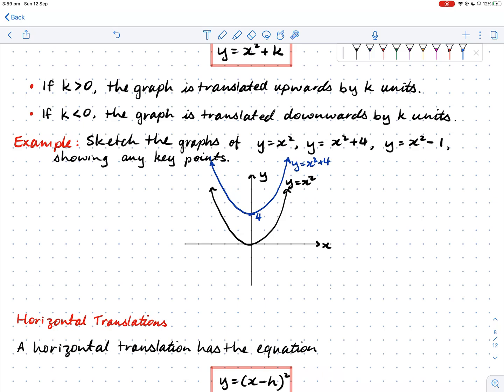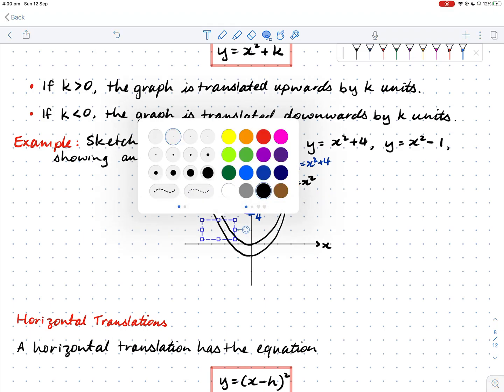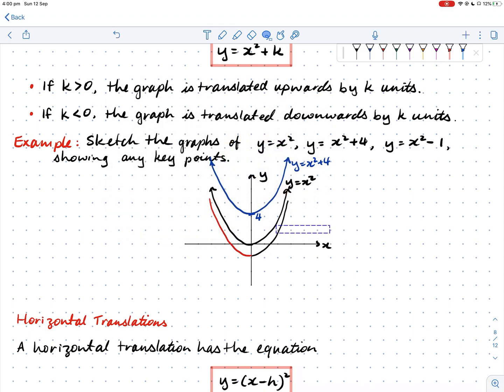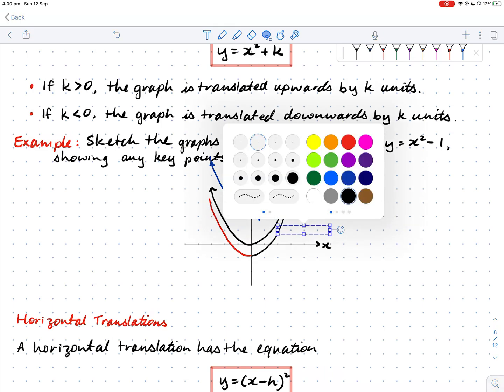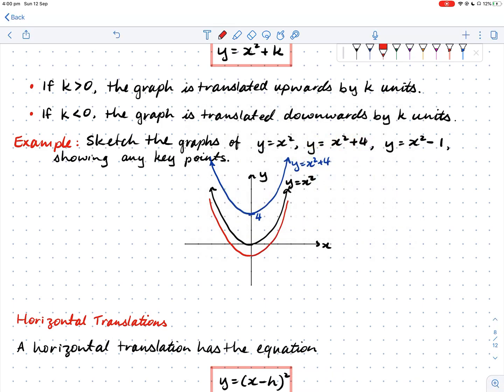For our next graph, we're looking at y equals x squared minus 1. So we're going to take the graph and move it one step downwards. I'm going to take this side again. We're starting here, we're going to go one step downwards. And I'm going to take the other side, copy, and move this bit one step downwards. And so that's where it's going to end up. So this new graph is going to be y equals x squared minus 1.